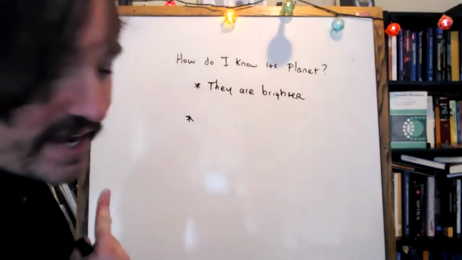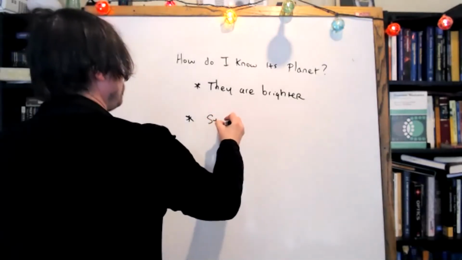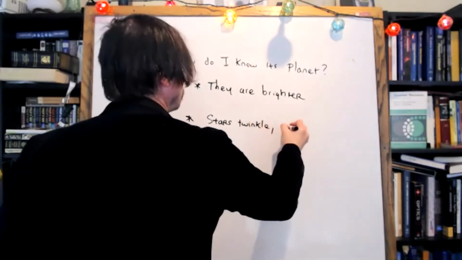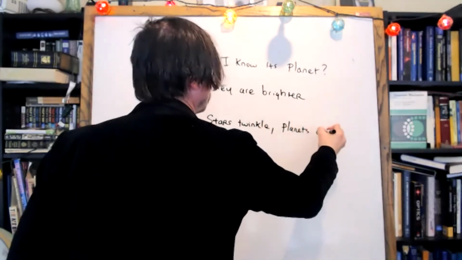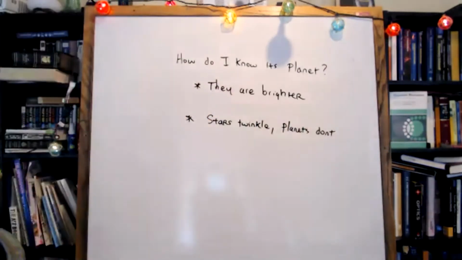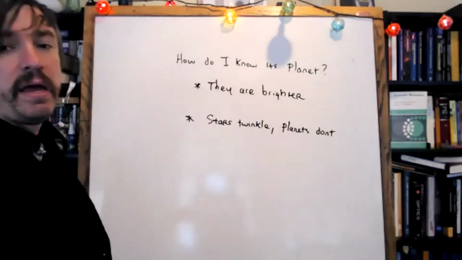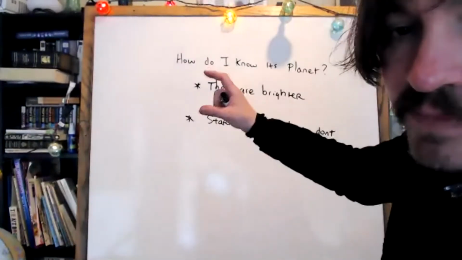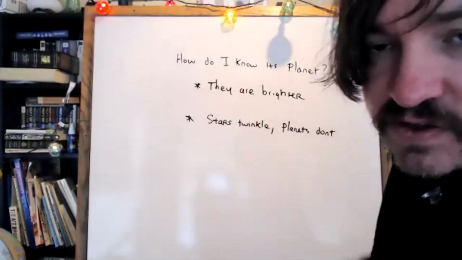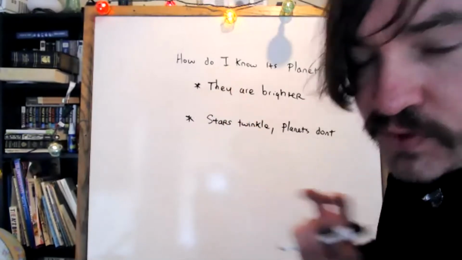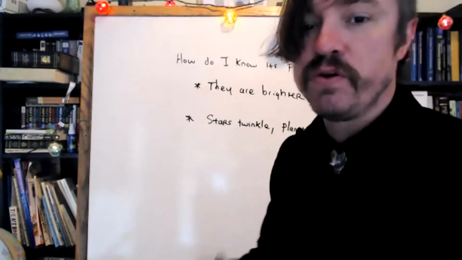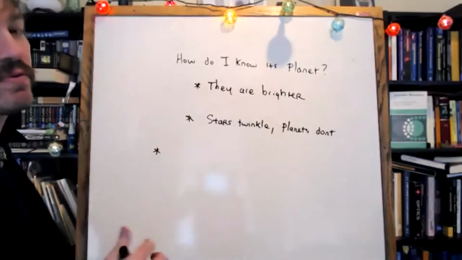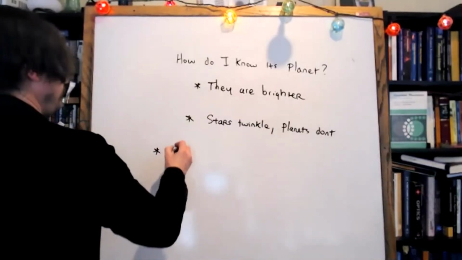Here's another rule of thumb that astronomers use. Stars twinkle, but planets don't. Even if those two things are true, it wouldn't be obvious to you that a planet was different than a star. You would just think it was a brighter star that doesn't twinkle. The real reason is Tegan's reason. Planets wander with respect to the background stars.